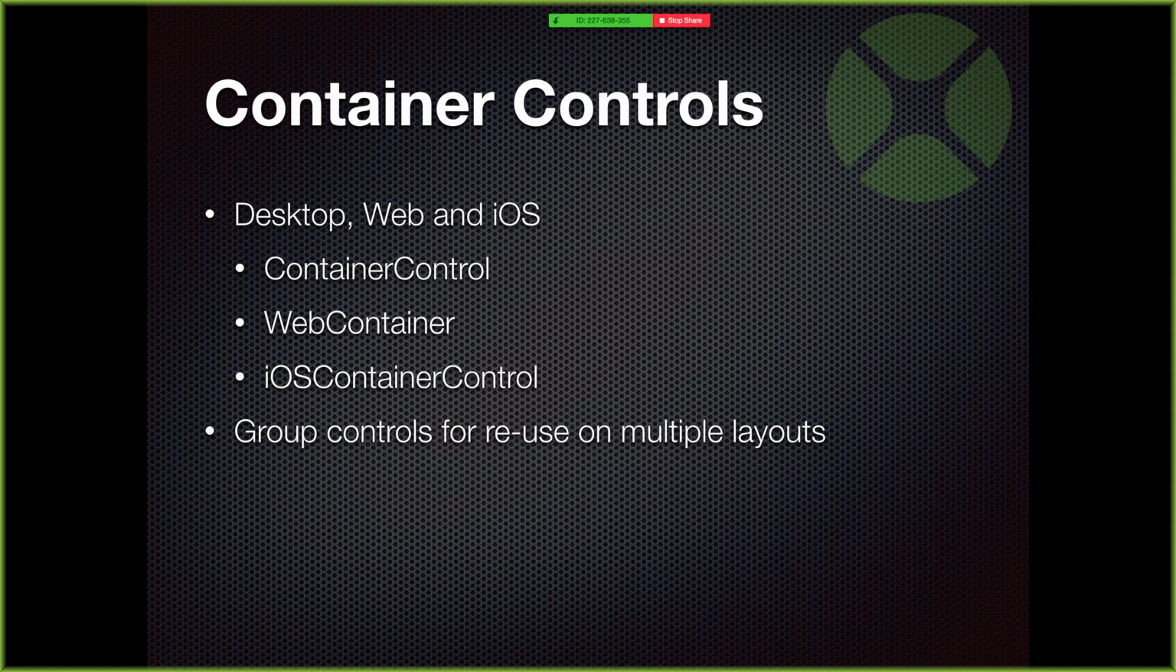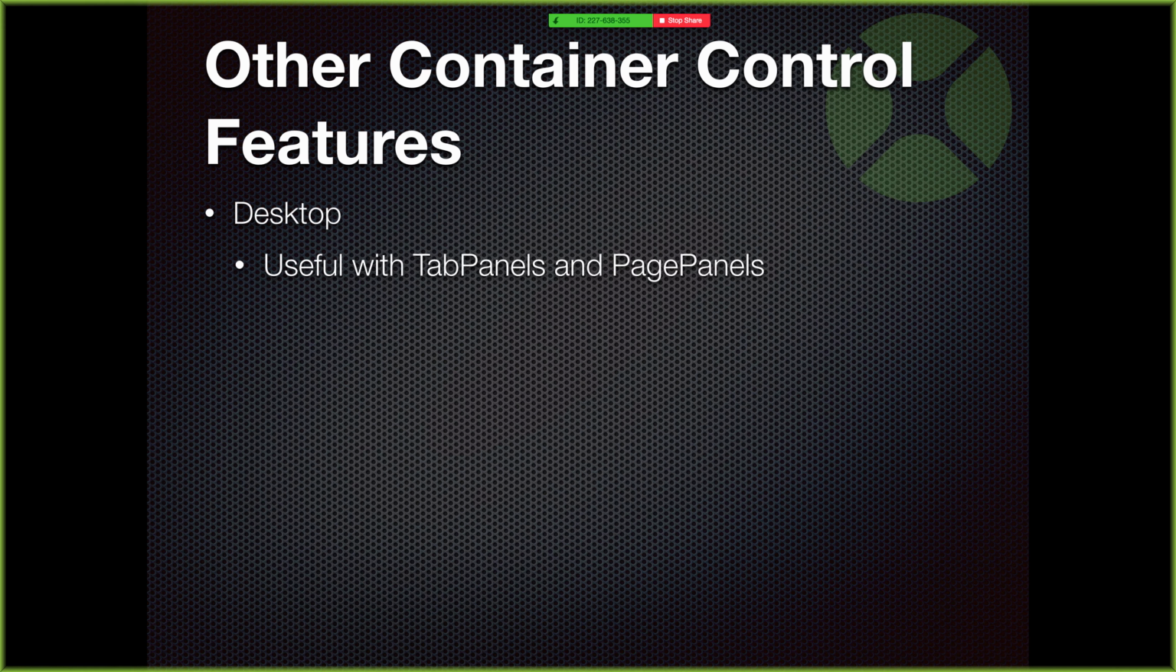And container controls have a few neat features that you can take advantage of. On desktop, they're very useful with tab panels and page panels. As I mentioned, they can be a great way to just organize your controls so that your main window doesn't have hundreds of controls maybe scattered across multiple tabs or page panels. That can make the control list pretty long, hard to navigate. So splitting that out into different containers can make that a little easier to work with. You can also add container controls dynamically to your windows, which allows you to build perhaps a user interface that kind of adapts and changes depending on how it's used.